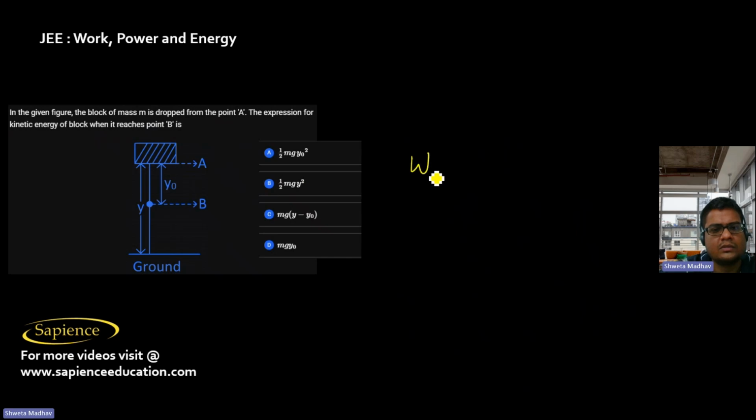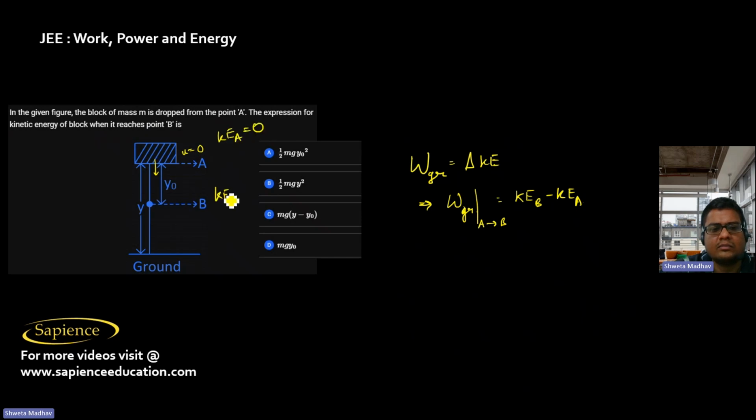So we know that work done by gravity, here only gravity is acting. So work done by gravity will be equal to the change in kinetic energy. So work done by the gravity to take it from A to B is equal to the change in kinetic energy, means kinetic energy at point B minus kinetic energy at point A. The mass is dropped from point A, so here initial velocity will be 0. So kinetic energy at point A will be 0 only.